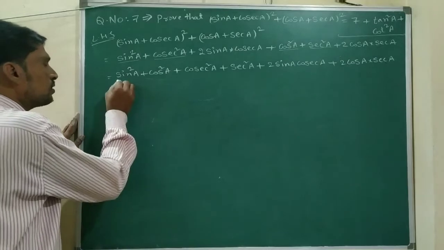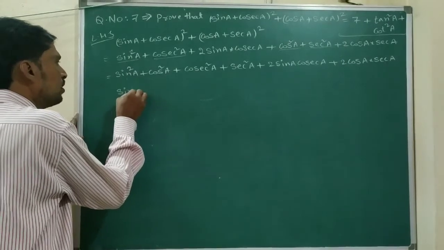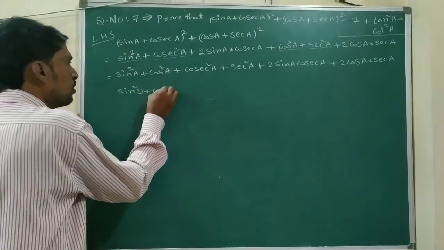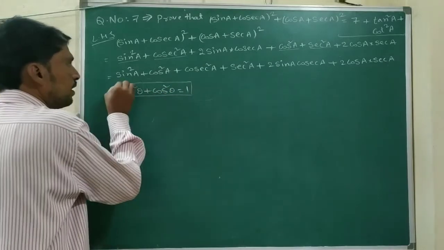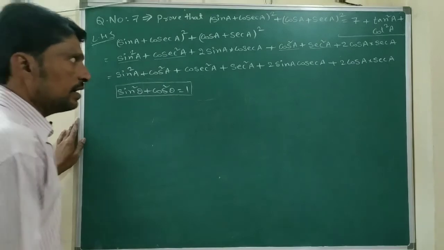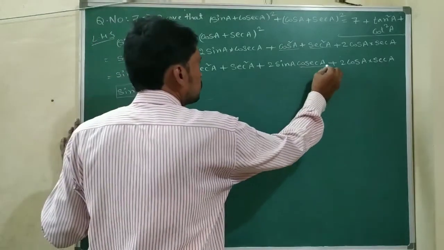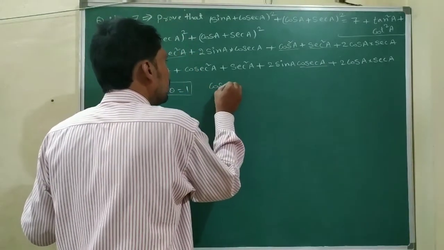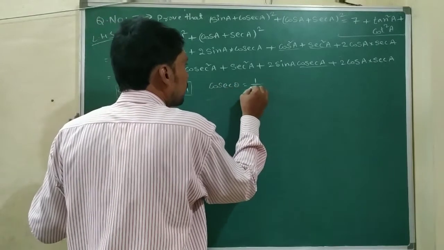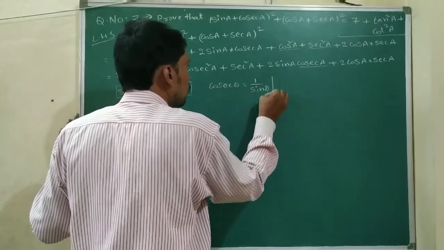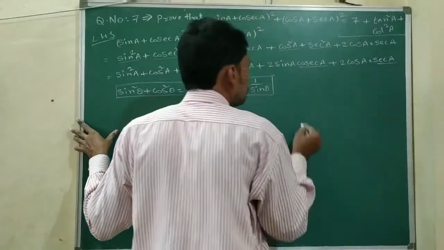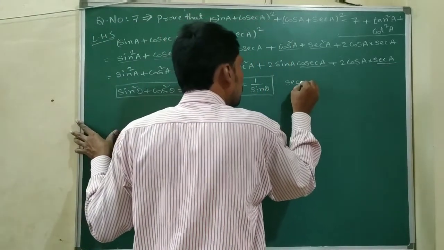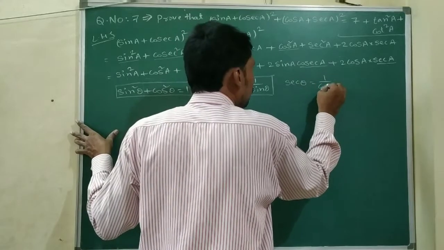So we know the formula. What is that formula? The identity sin square theta plus cos square theta equal to 1. This identity we know. And here this one I am changing: cosec theta equal 1 by sin theta. This one also I am changing: sec theta equal 1 by cos theta.